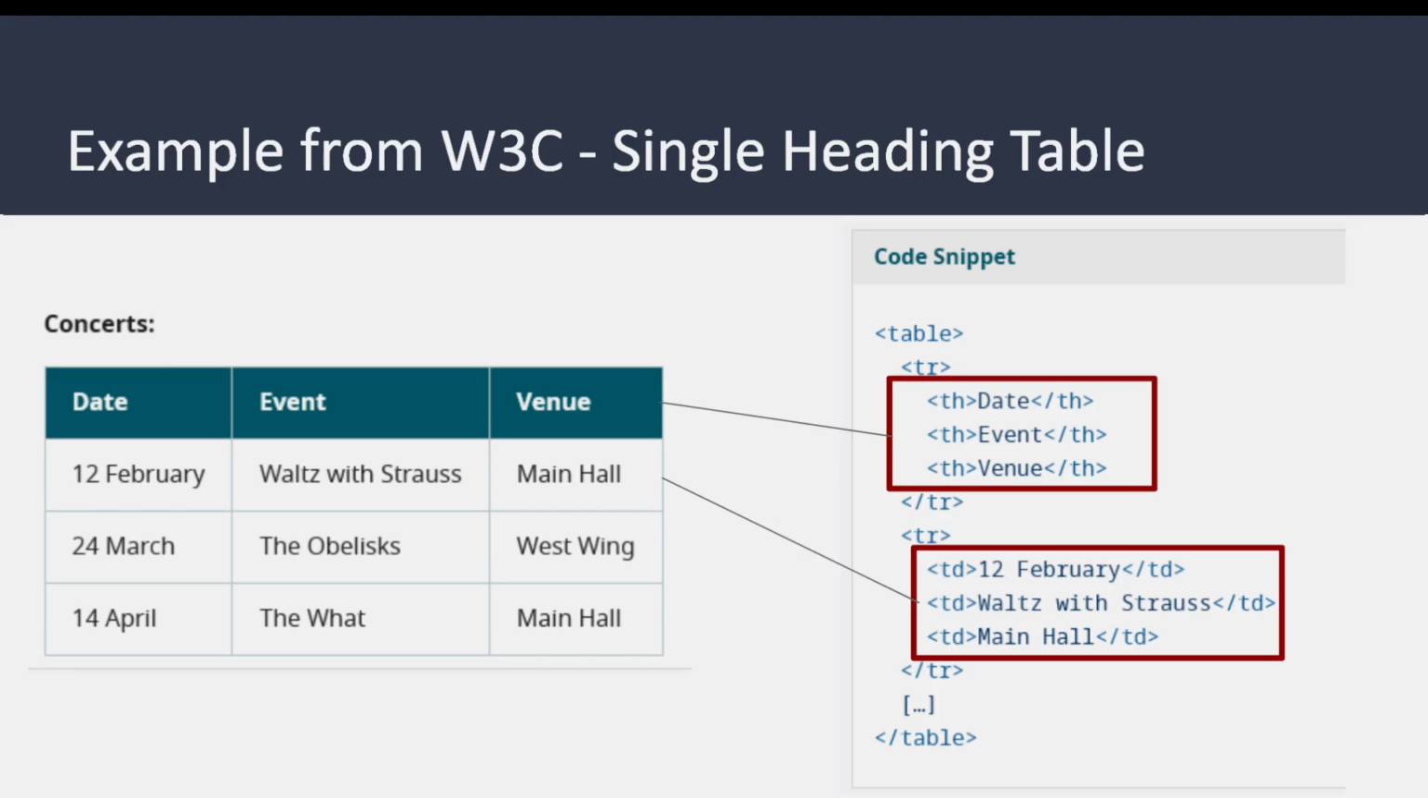Up first, the single heading. And these are probably the most straightforward ones, at least coding wise. Don't worry about memorizing. Oh, I already told you guys that. You guys already know I'm going to give you the links later. So anyway, in this example, the header cells are denoted with a TH tag. I've highlighted them in this red border in the slide. And the other cells have a TD one instead. See, it's nice and simple. So you can see here, TH date, TH event, and TH venue, where then you actually have February 12th, Waltz of Strauss, and Main Hall in the TD.